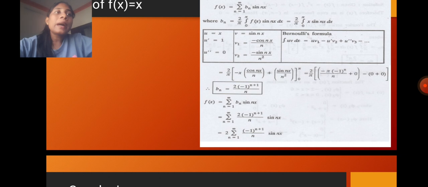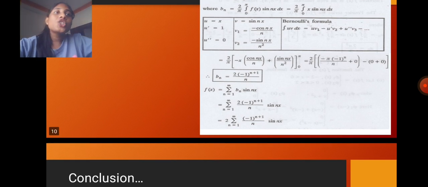Now let's apply this formula. We get 2 by pi times the bracket of minus x cos nx by n plus sin nx by n square, evaluated from 0 to pi, which is 2 by pi times minus pi minus 1 to the n by n plus 0 minus 0 plus 0. Now we get bn as 2 times minus 1 to the n plus 1 by n.